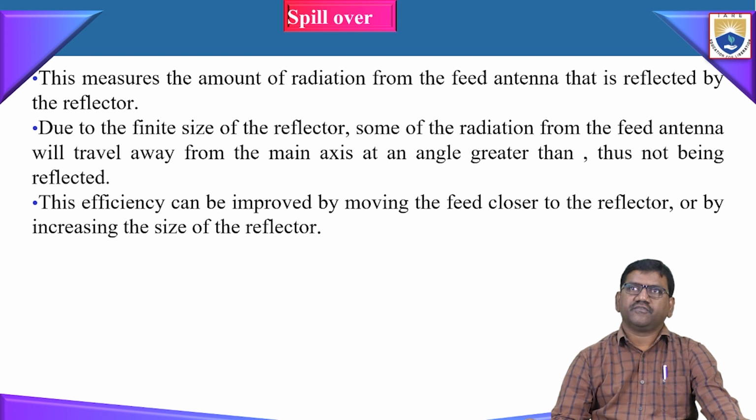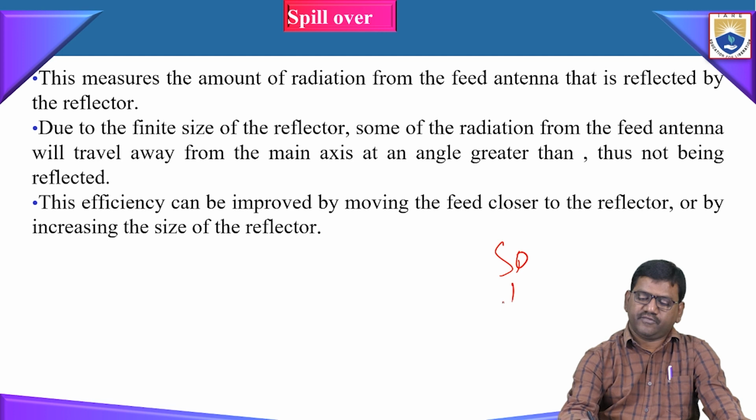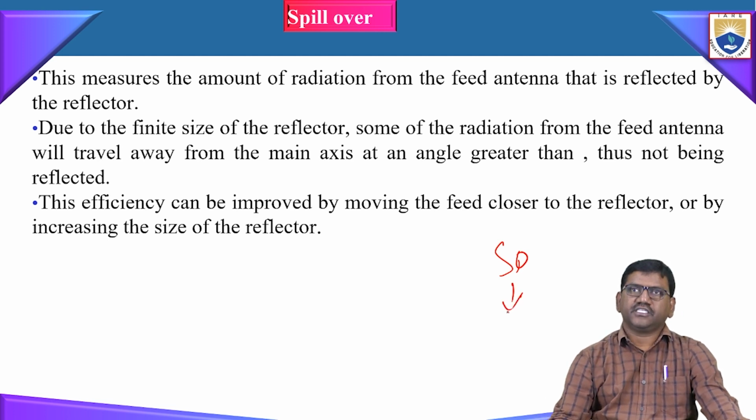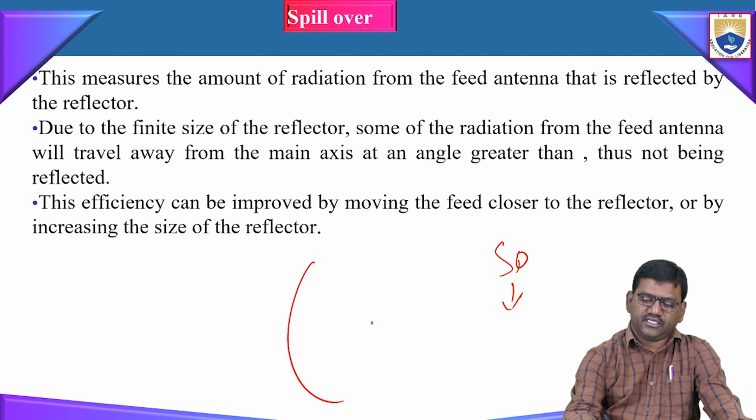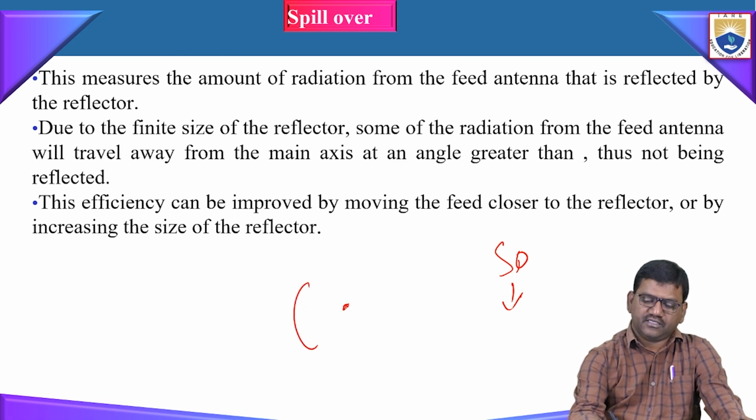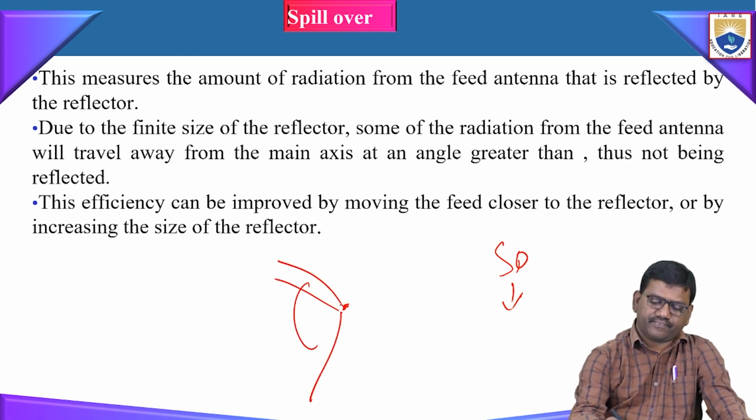Spillover measures the amount of radiation from the feed element that is not captured. The non-captured rays from the primary source antenna to the parabolic reflector antenna, we call spillover. So we should design a parabolic reflector antenna in such a way that the spillover is very small. Due to the finite size of the reflector, some of the radiation from the feed antenna will travel away from the main axis at an angle greater than the reflector edge angle, thus not being reflected. It means that if the size of the reflector is very small, some amount of radiation is going to the backside.